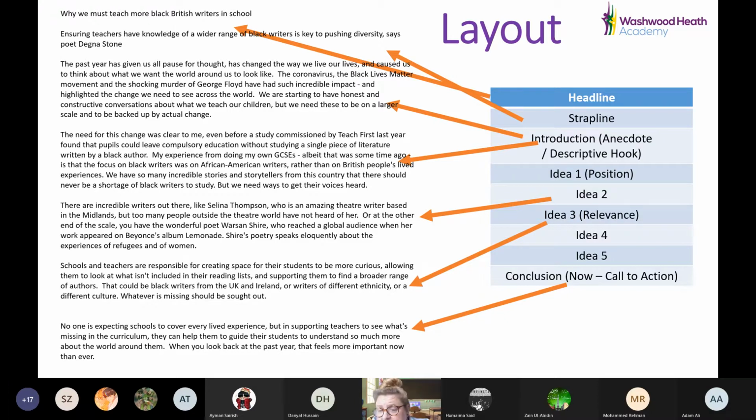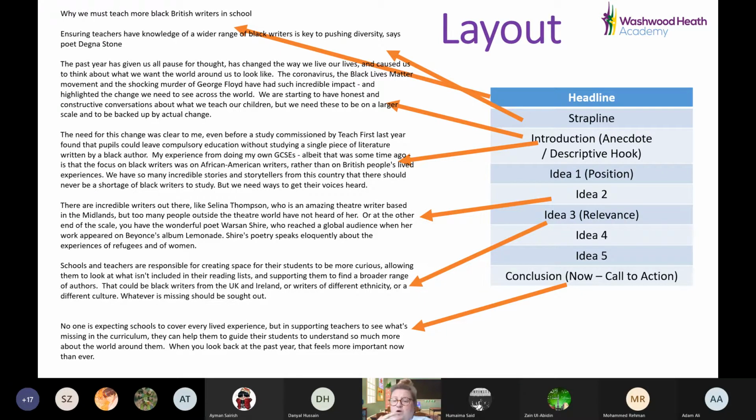So you'll notice that the paragraphs here have these three sections: the topic sentence, the supporting or evidence statement, and then the rounding up or the closing statement. We've then got the conclusion. No one is expecting schools to cover every lived experience, but in supporting teachers to see what's missing in the curriculum, they can help them to guide their students to understand so much more about the world around them. When you look back in the past year, that feels more important now than ever. And so that's the concluding statement.